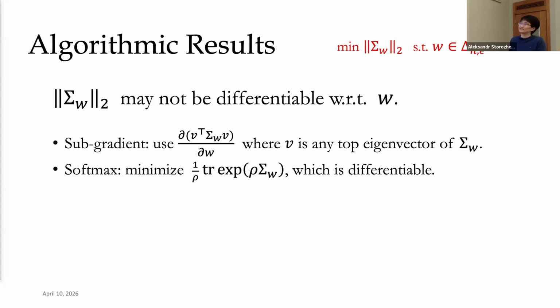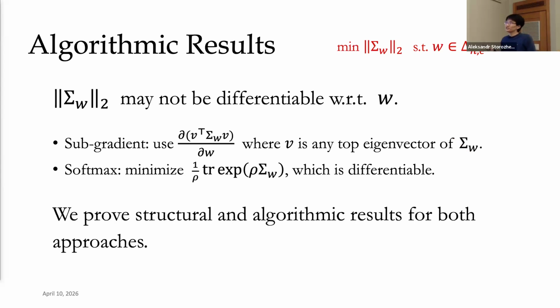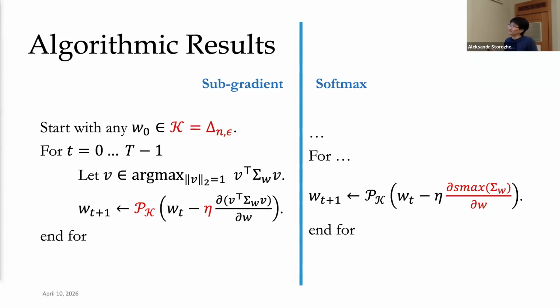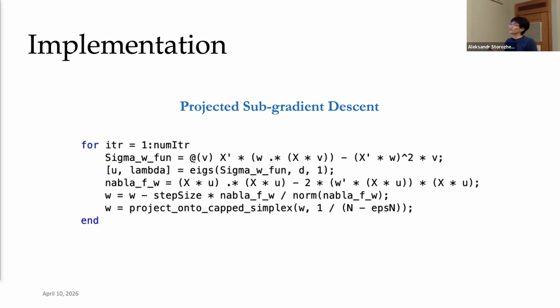Or you can do some kind of softmax. You take the trace of the exponential of your matrix, in terms of its eigenvalues, and then it's differentiable. Both approaches work, and this is roughly what your algorithm looks like. I guess you always do some kind of projected gradient descent, but your gradient can be different depending on how you want to handle this. The analysis, if you are well trained in optimization, is pretty standard. You can prove that this converges linearly and so on.